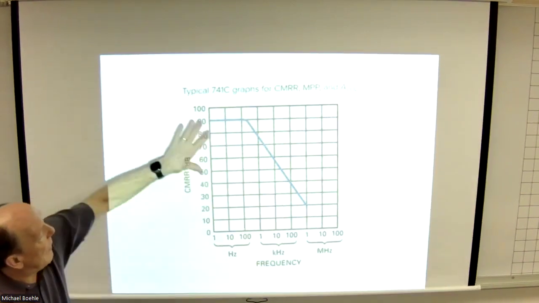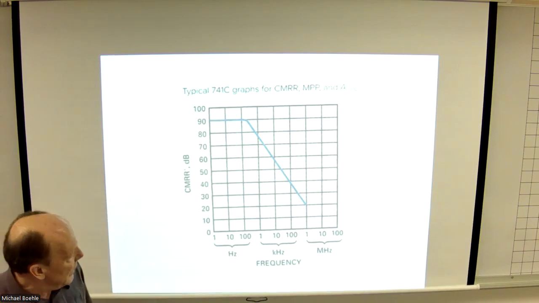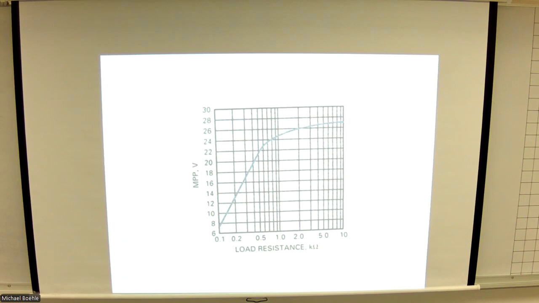The other graphs are coming, right? So your common mode rejection ratio is about 90 dB, right? And it starts to drop off. You've got your maximum peak to peak. Now, what does this have to do with? Well, this is because of that output resistance.